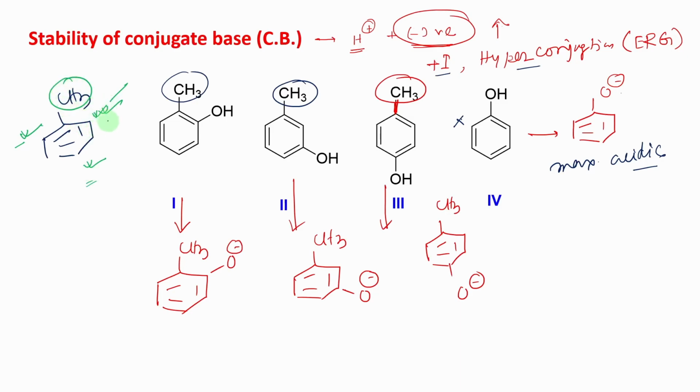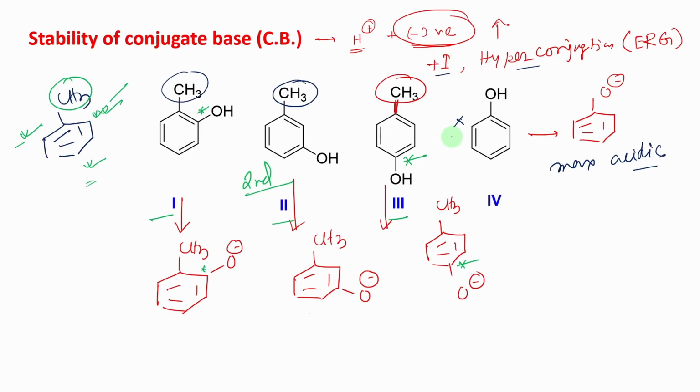Consequently, a phenoxide in the ortho or para position, here or here, will be less delocalized, meaning it is less stable. So you can say that this meta isomer is expected to be more stable among ortho, meta and para. So this is the second position.